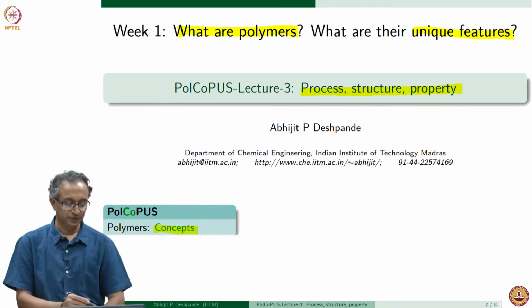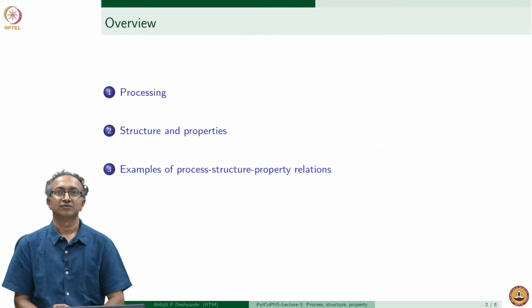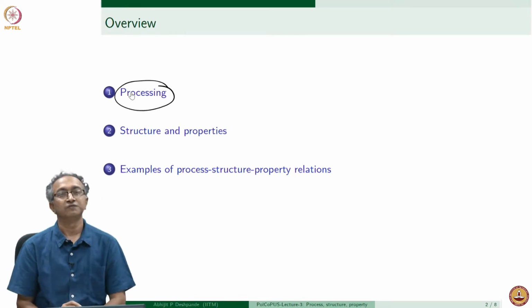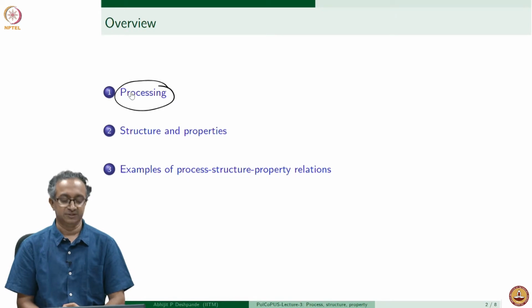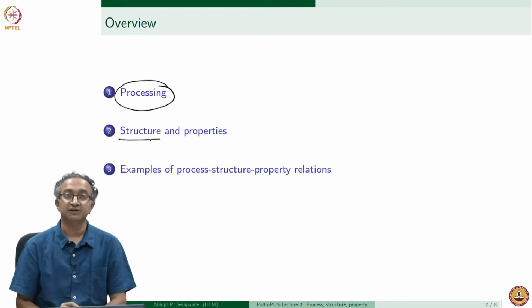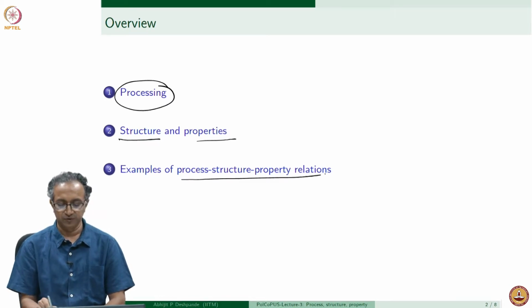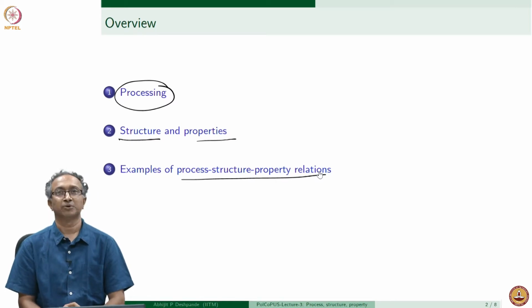And how we are going to do this is by looking at what is processing in the context of polymers. What do we mean when we say we are processing the polymers? What do we mean by structure of these polymers and properties, and more importantly, how are they interrelated? So we'll look at a few examples of process structure property relations in these polymers.